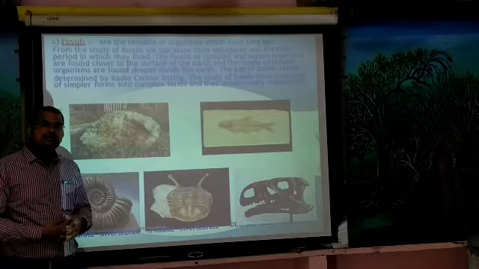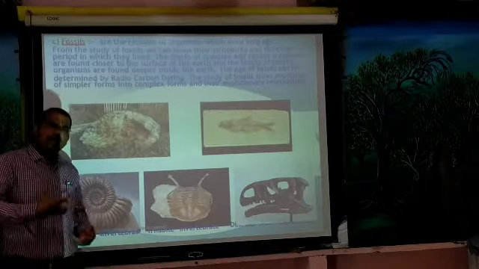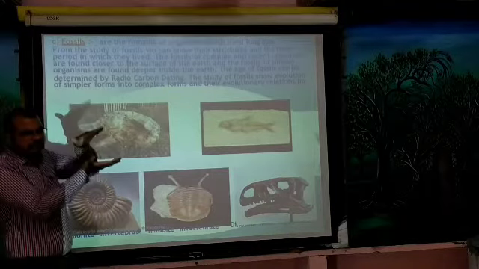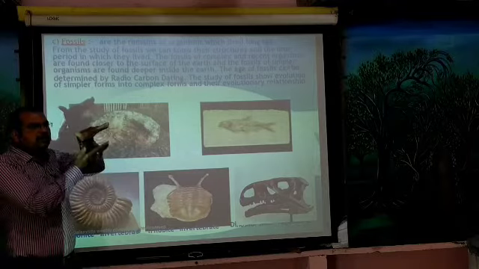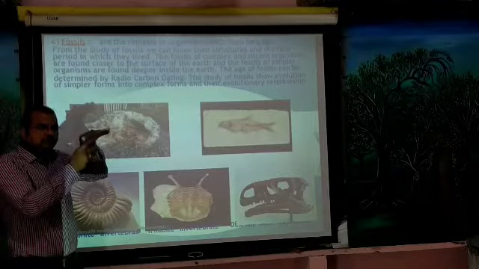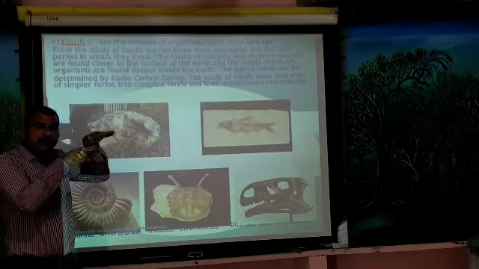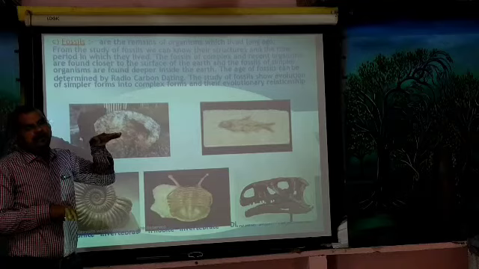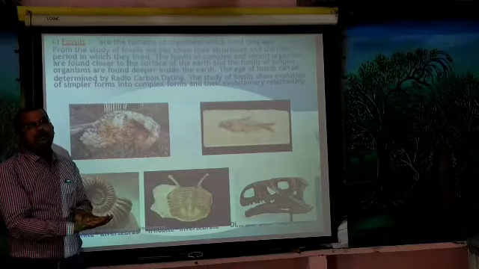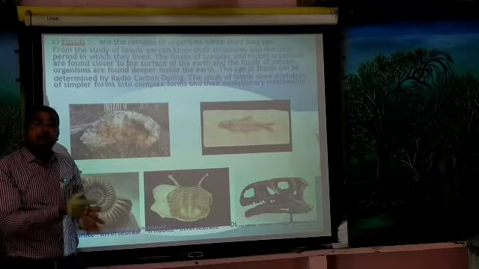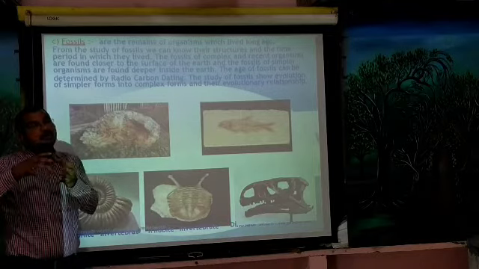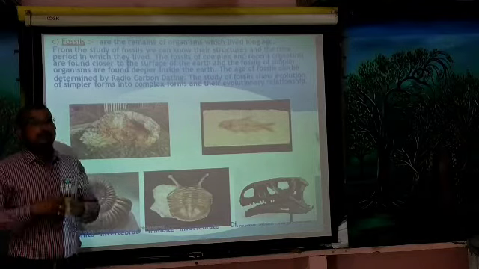When you keep on digging the soil, think that there are three layers of soil: layer 1, layer 2, layer 3. If you find a fossil near the surface of the ground, such a fossil is recently made. If you find a fossil very deep under the ground, such fossils were formed very long back. So this is one way of finding the age of fossils.